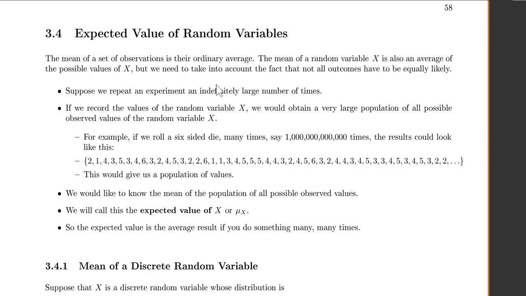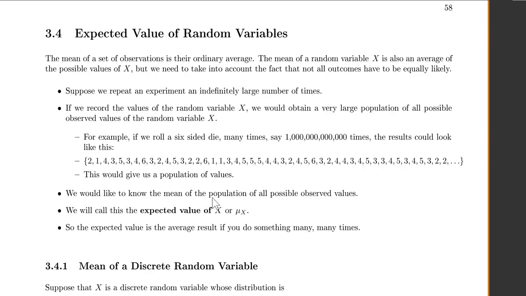So let's suppose we repeat an experiment an indefinitely large number of times, so infinitely many times. If we were to record the values of the random variable x, we would obtain a very large population of all the possible observed values of x. For example, if we were to roll a six-sided die many times, let's say 1 billion times, the results could look like this. Maybe it'd be a 2, 1, 4, 3, 5, etc. We're doing this infinitely many times, or 1 billion times, or 1 trillion times. So this would give us a population of x values.